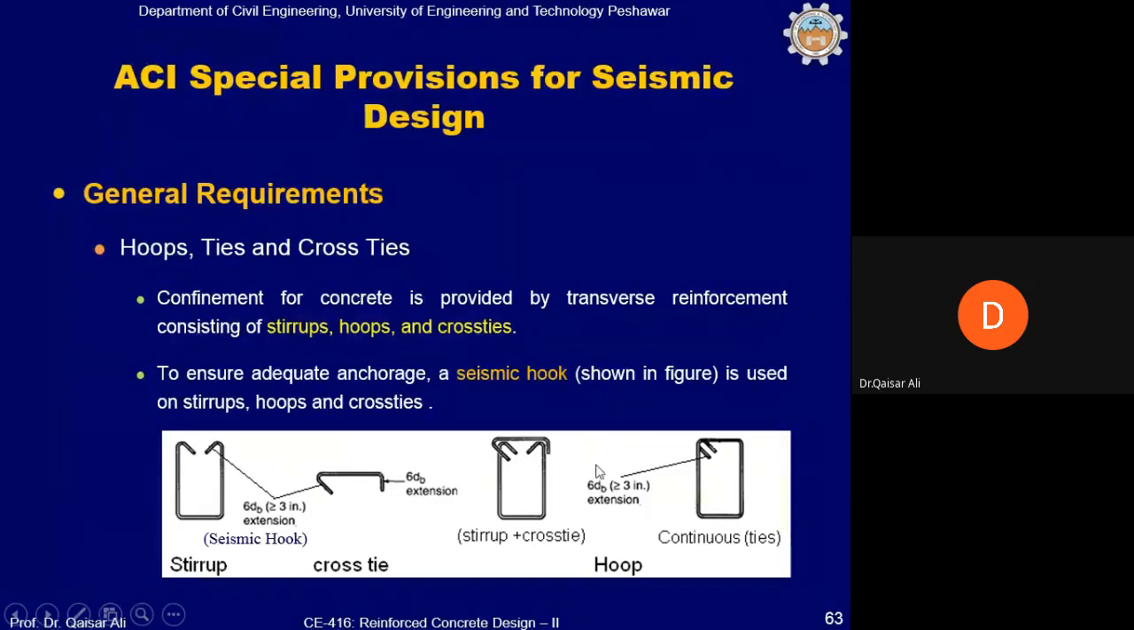Similarly, a hoop can be produced even from a single bar, starting from this 135 degree end, then completing the cycle and finally ending at the same location where it started. This will be called a continuous tie, continuous stirrup, or closed stirrup. Both of these are also called hoops. The closed stirrup is also called cross tie and stirrup. These are used in the beams and columns in order to confine the connection of beams and columns.